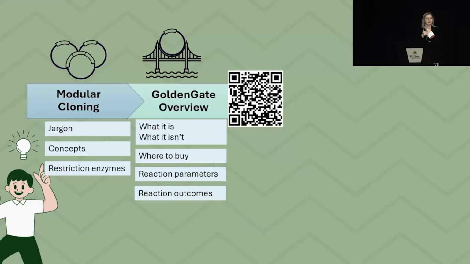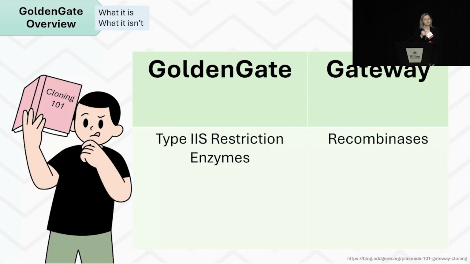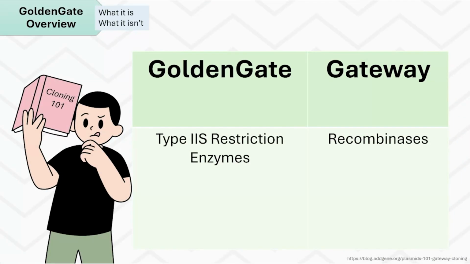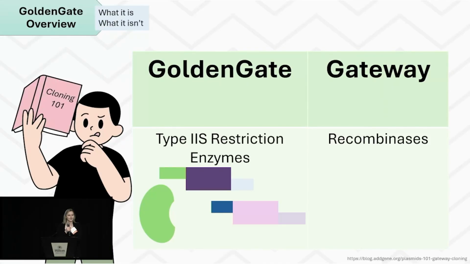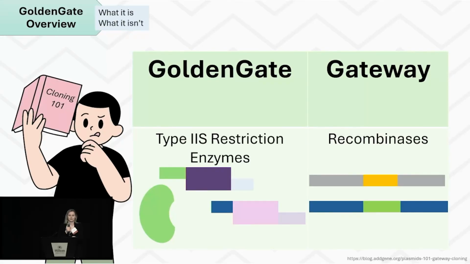So now we're going to talk a little bit more about the Golden Gate. So if you've ever heard of Golden Gate or Gateway reactions, they kind of sound similar. So I want to preemptively just say that they're not the same thing. The Golden Gate is dependent on those type 2 restriction enzymes that I mentioned earlier, and Gateway is actually dependent on recombinases. So Dr. Thilmany will go into recombinases a little bit more in his presentation, but just know that they're not the same thing. And Gateway is a very wonderful cloning technique that I will not be going into.